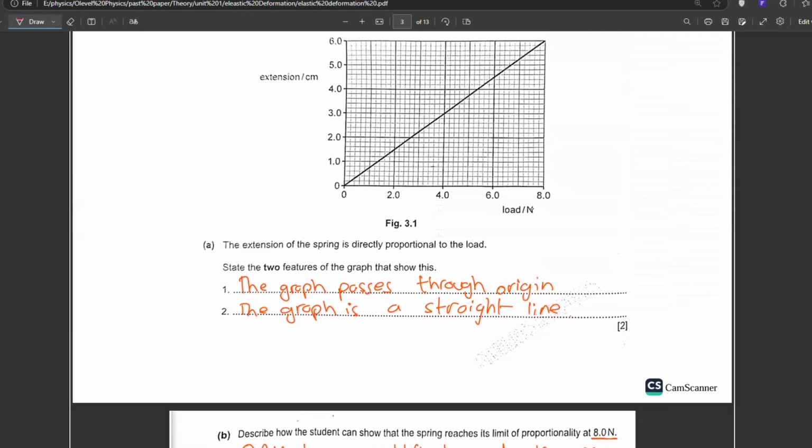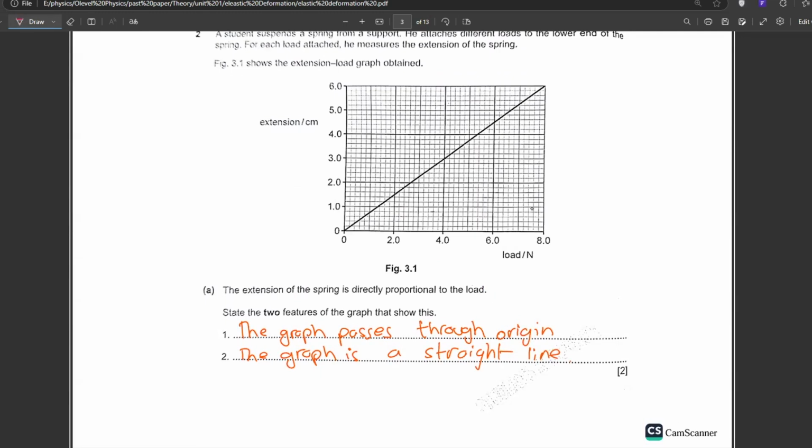Once you apply a load greater than 8 newtons, and if you have exceeded the limit of proportionality, you will get an extension greater. Here, when limit of proportionality wasn't reached, you applied a load of 8 newton and got an extension of 6. That means for every 2 newton increase, you are extending by 1.5 centimeter.